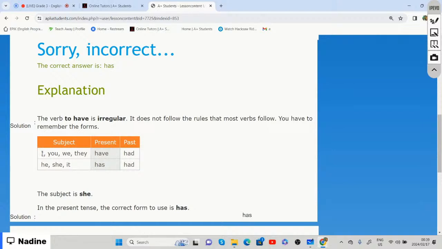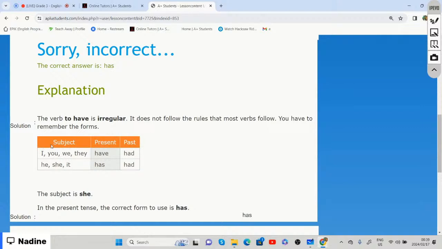So we use the subject I, you, we, or they with the present tense form of the verb, which is have, right? And if we make mention of one person, which is singular, then we're either going to say he, she, or it has, right? So he has, or she has, or it has a mongoose bicycle. And that's the only thing I can think of.